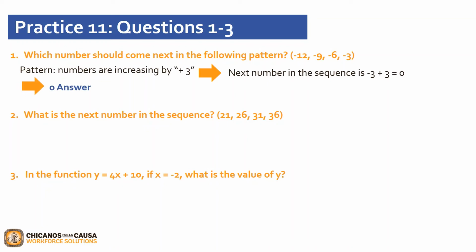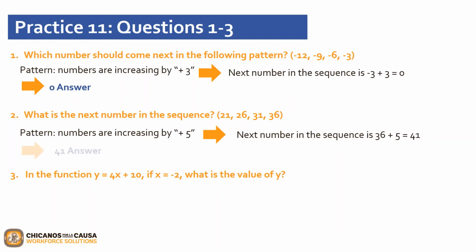Question 2. What is the next number in the sequence? We have 21, 26, 31, 36. Again, we're going to want to identify the rule. Just by visually looking at it, it looks like the numbers are increasing by 5. So this would lead me to believe that the next number in the sequence is going to be 36 plus 5, which is 41.